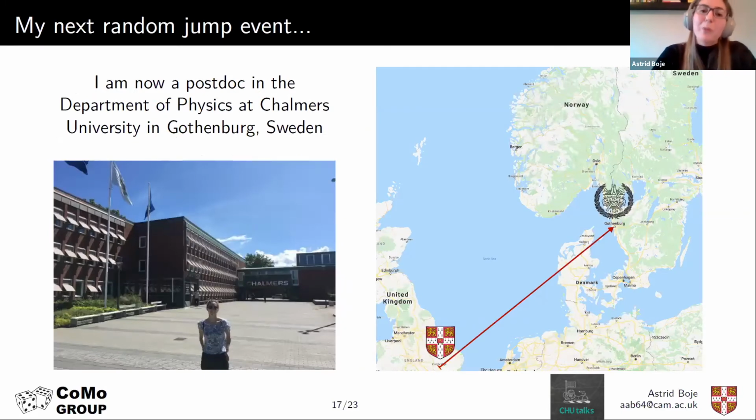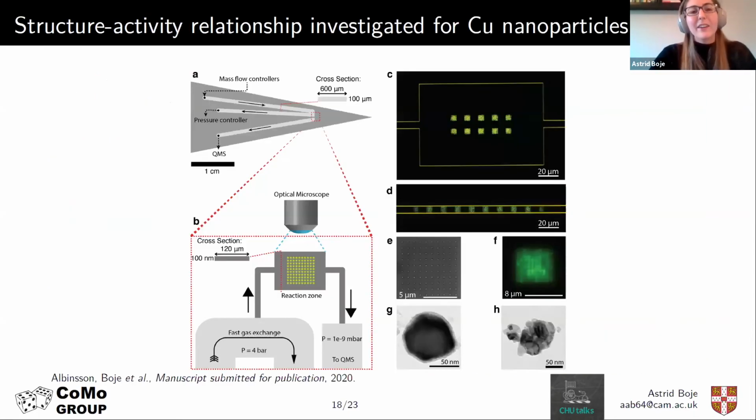So it seems topical in the context of Monte Carlo algorithms to talk about my next random jump event. I am now a postdoc at the Department of Physics at Chalmers University in Sweden. This photo was taken on a very nice day, so it's frequently not that sunny here, but it's still a really nice place to be. And here I've been studying the structure-activity relationship for copper nanoparticles in nanofabricated reactors.